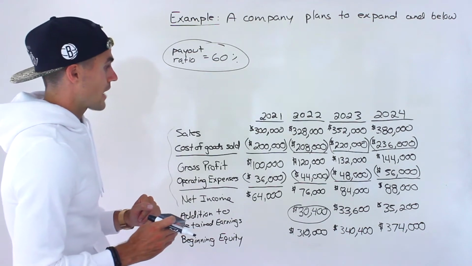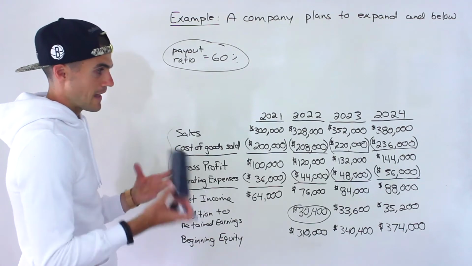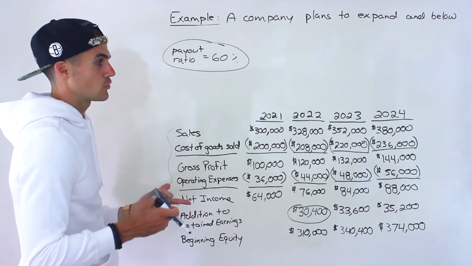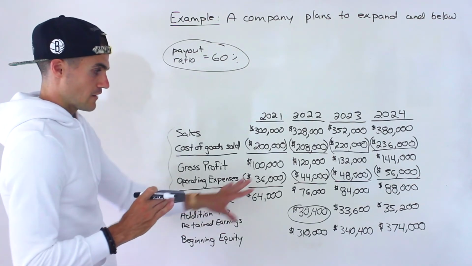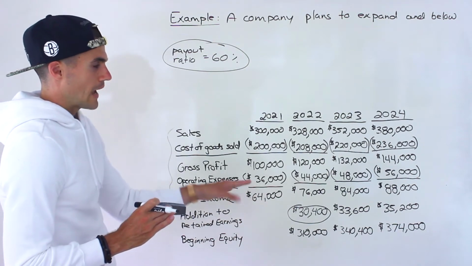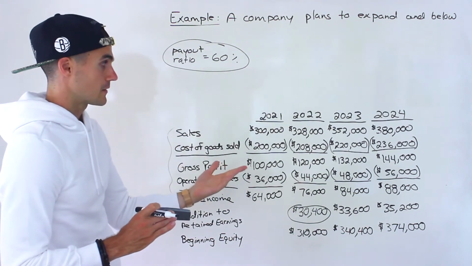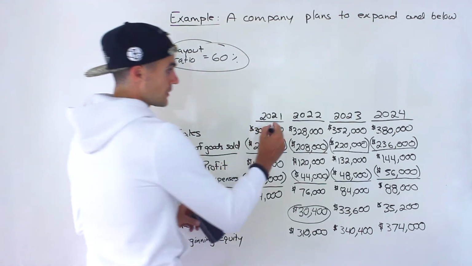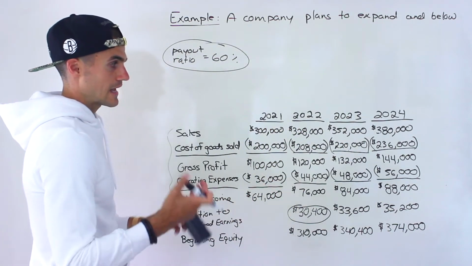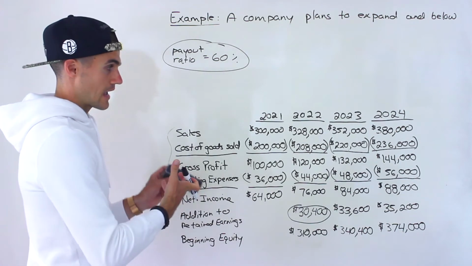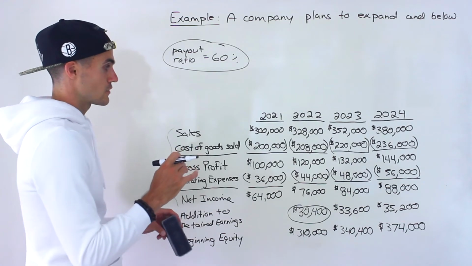Now, in part B, they're asking, is this company expanding faster than its sustainable growth rate? We're going to have to find the sustainable growth rate, and we have enough information to do that. But how are we going to find the rate at which the company is expanding? Well, we would just look at the growth rate of the sales. That's the actual growth rate. That's how fast the company is expanding. If you ever get a question like that, that's what they're asking for.